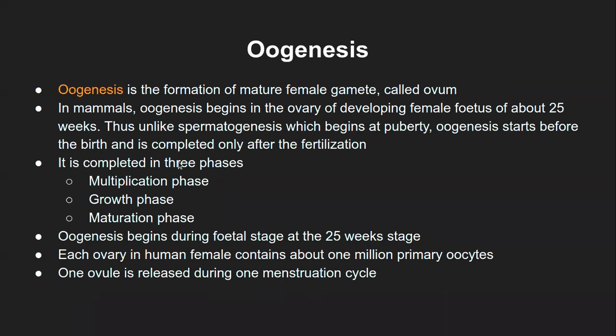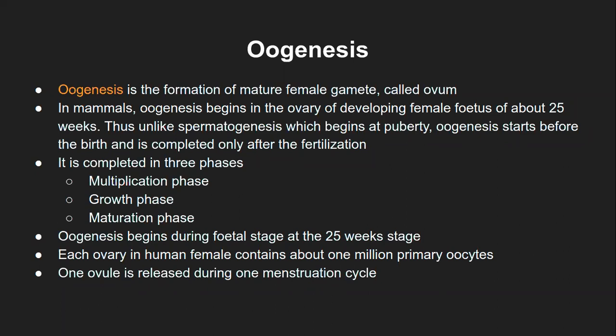So this process of oogenesis is completed in 3 phases, same as spermatogenesis: the multiplication phase, growth phase, and maturation phase. Like we had seen, in the multiplication phase some germ cells multiply and create several copies. Growth is the actual growth towards the final gamete formation, and finally the maturation of that gamete. So these are the 3 consecutive stages in the oogenesis process.